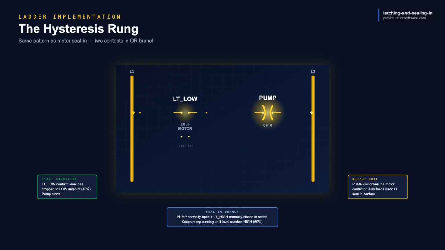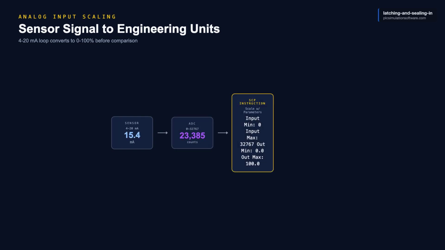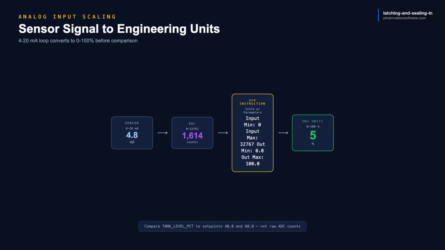The analog input scaling. The level sensor is usually a 4 to 20 milliamp loop transmitter or a 0 to 10 volt differential pressure sensor. The raw analog-to-digital converter count needs scaling to engineering units. Allen-Bradley uses the SCP instruction, scale with parameters. Siemens has the scale_x function block. Both convert raw ADC counts to a real number level percentage.